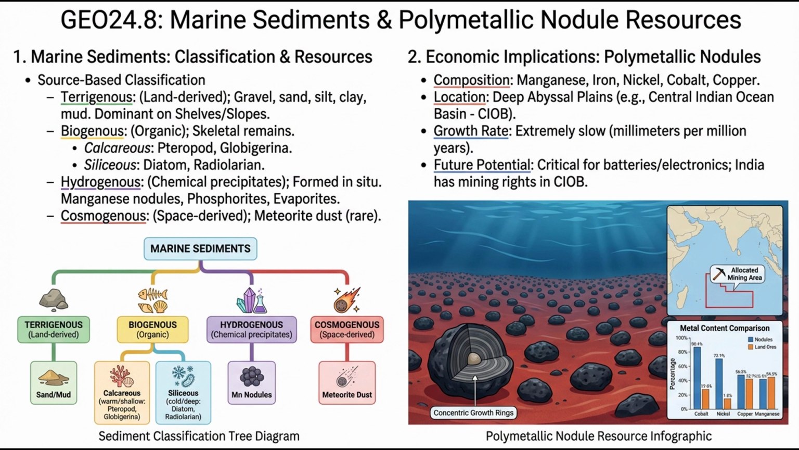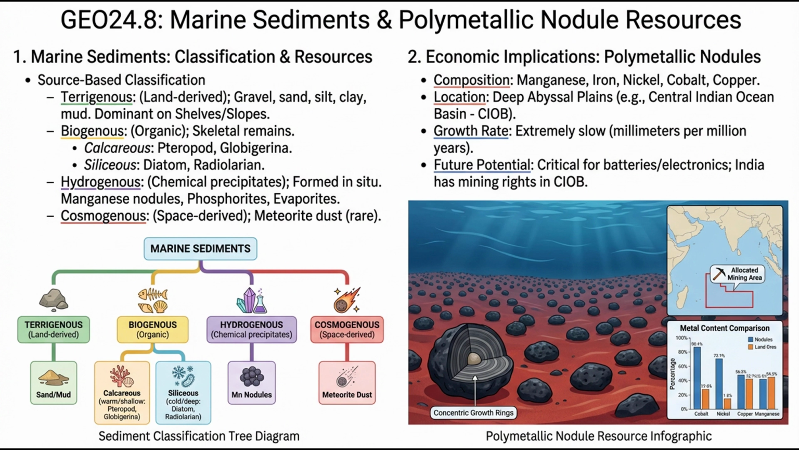Second, Biogenous, derived from life. As we discussed, these are the skeletons of plankton, calcareous or siliceous. Third, Hydrogenous, formed from water chemistry. These precipitate directly from seawater, like salt evaporites, or the metallic nodules we will discuss shortly. Fourth, Cosmogenous, distinct dust from meteorites. It's rare, but present. Now, focus on the economic implications.